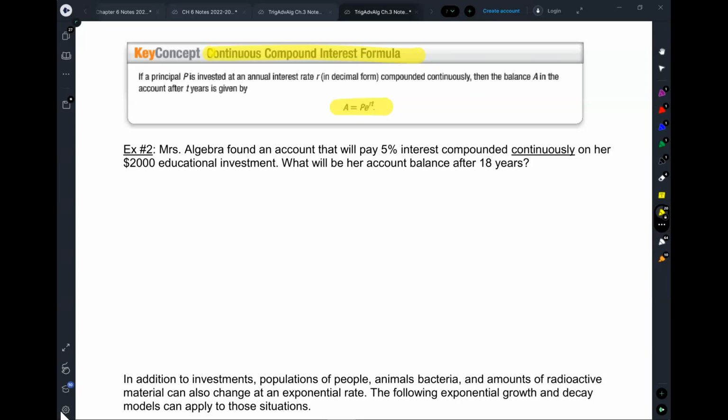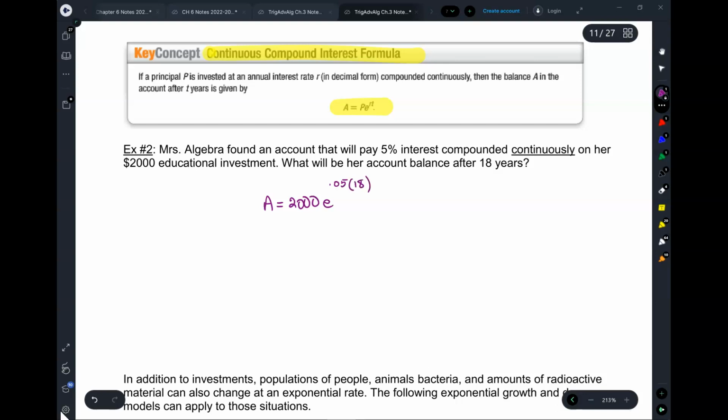So Mrs. Algebra found an account that will pay 5% interest compounded continuously. What will be the account balance after 18 years? Well, now A is going to be 2,000 e to the power of 0.05 times 18. Now she's really going to be into this, right? What happens to the 1 plus? Okay, so when it's continuous, the formula changed to what I've highlighted. So go ahead and plug that in.